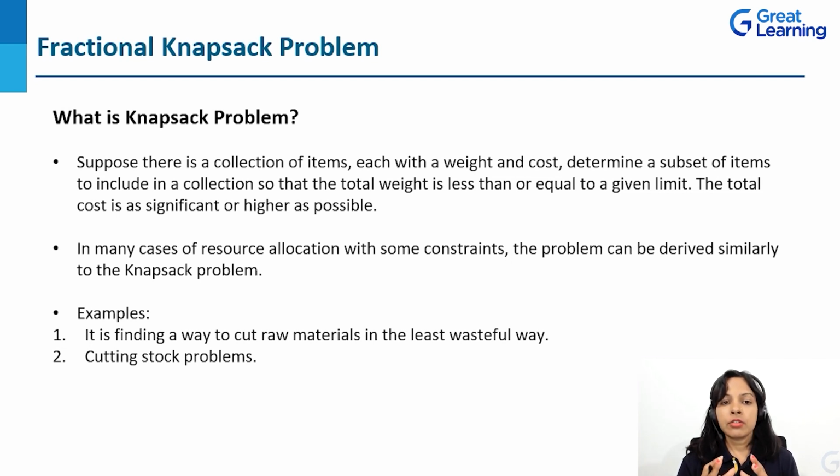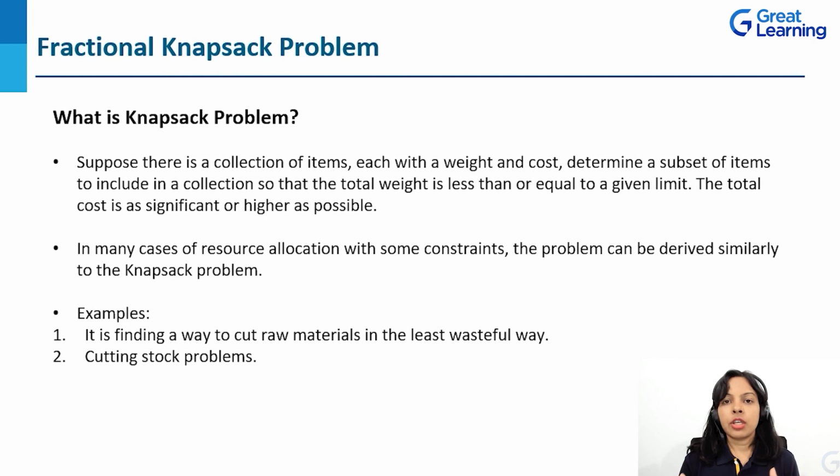Fine. So the problem here is that if I consider just weight, that is, if I select those items from the collection which have less weight, then I will not reach the most optimal solution. But if I consider just profit, then also I will not reach the most optimal solution. So you have to consider both weight and cost here, such that the weight should always be as less as possible and profit should be as more as possible.